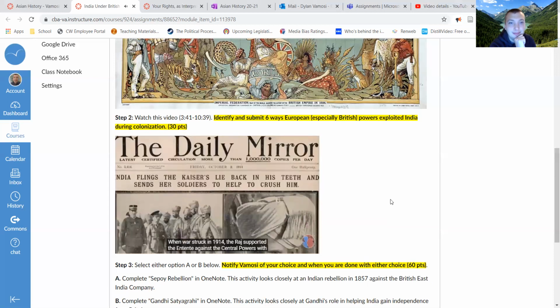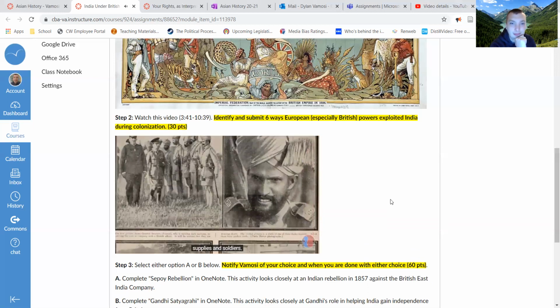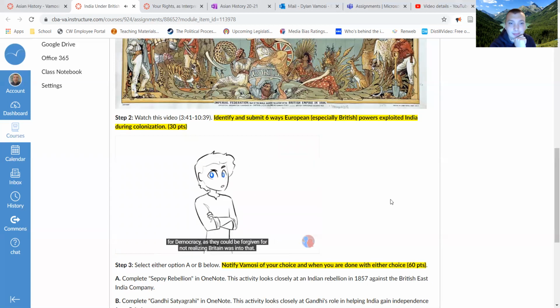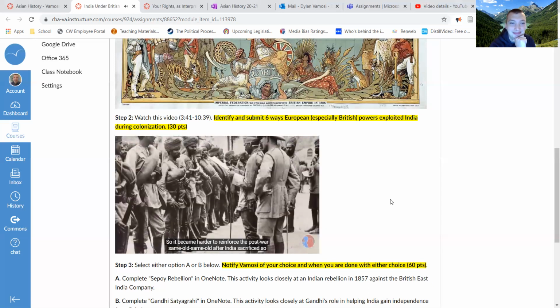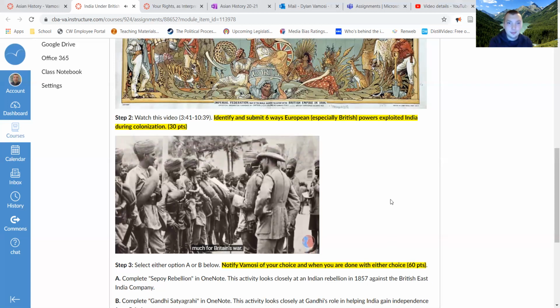When war struck in 1914, the Raj supported the Entente against the Central Powers with supplies and soldiers. This got a little awkward when Indians heard the British propaganda calling World War I a fight for democracy, as they could be forgiven for not realizing that Britain was into that. So it became harder to reinforce the post-war same old after India sacrificed so much for Britain's war.